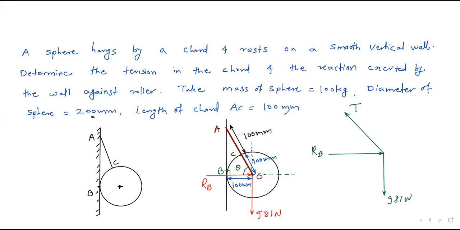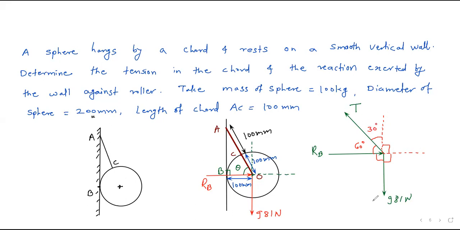Now I have calculated the angle. This angle is 60 degree. But I know that this angle is 90 degree, and if I extend it further, it will be like this, and the vertical line. I can know all the angles. So this remaining angle will also be 90 degree, this angle is also 90 degree, and this angle will be 30 degree.